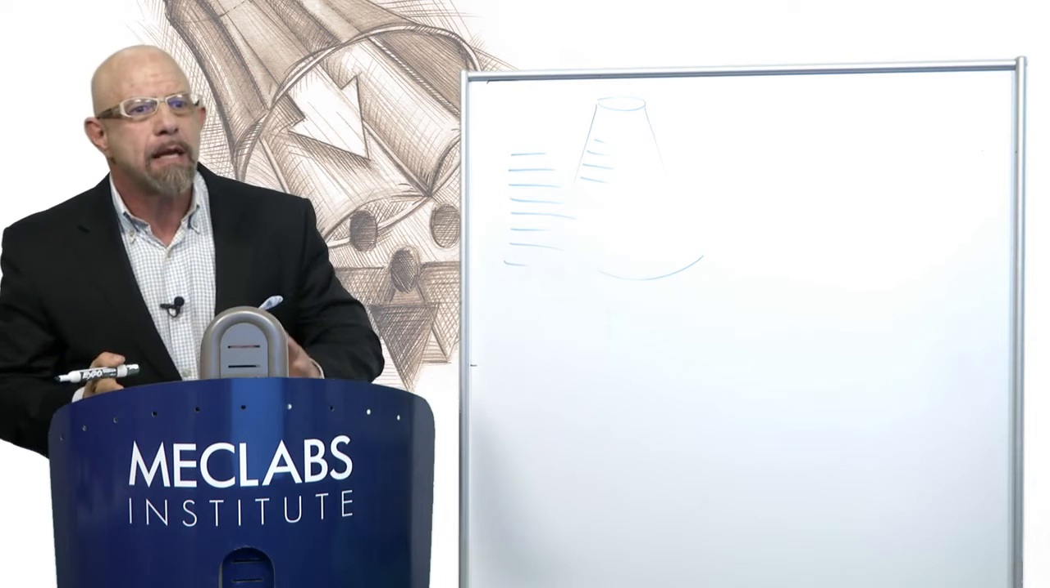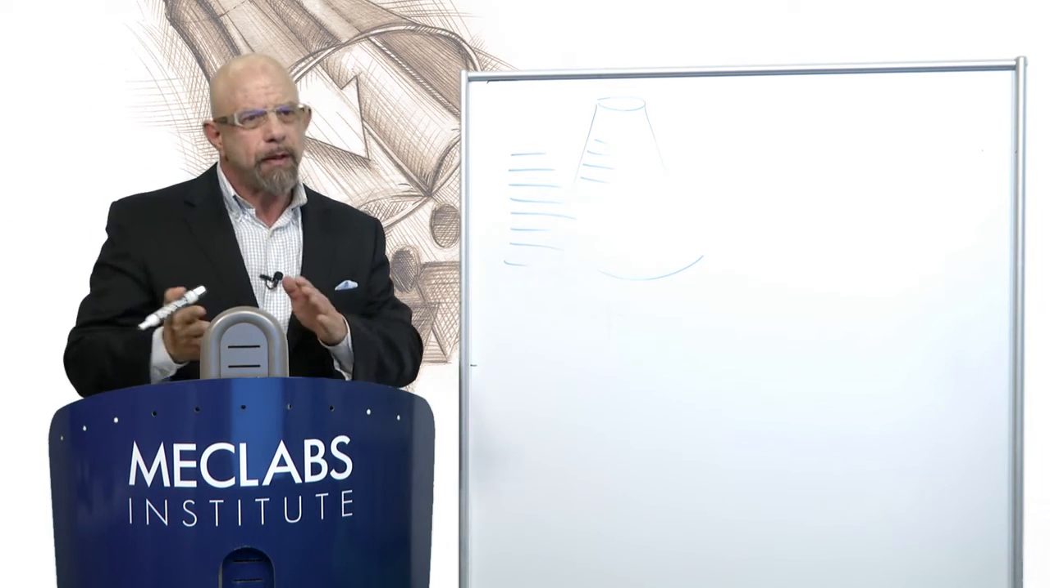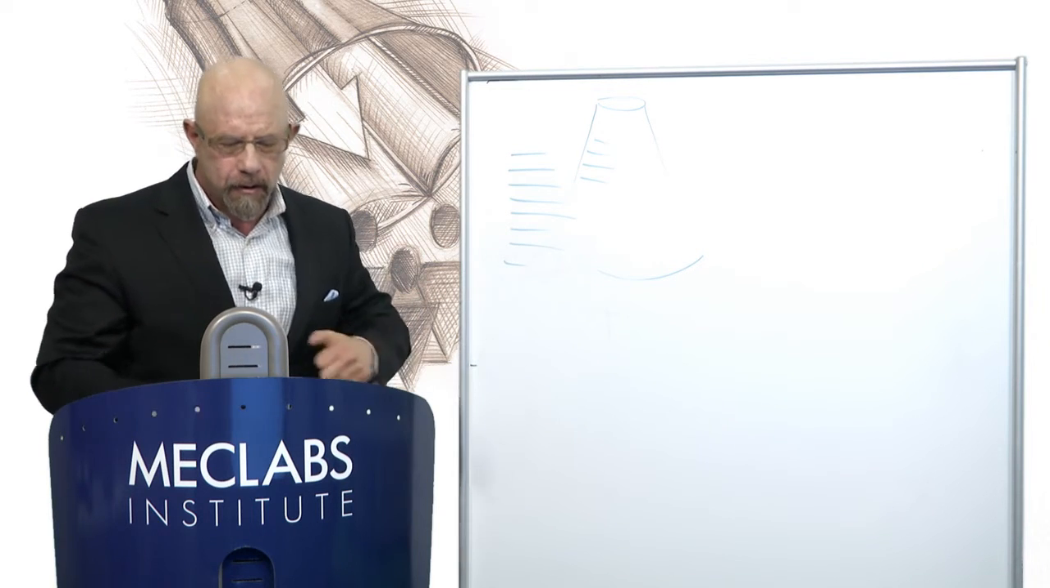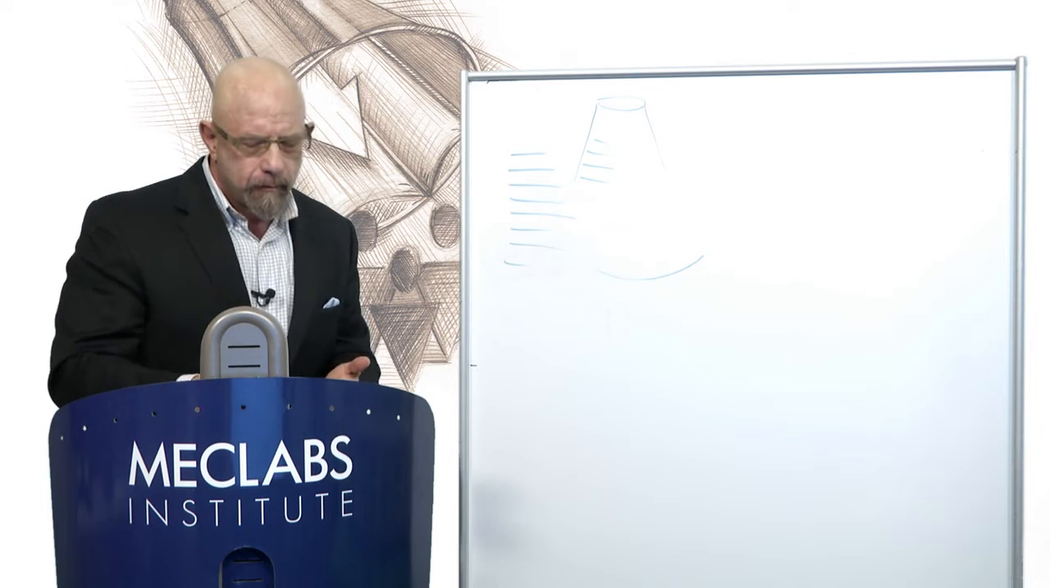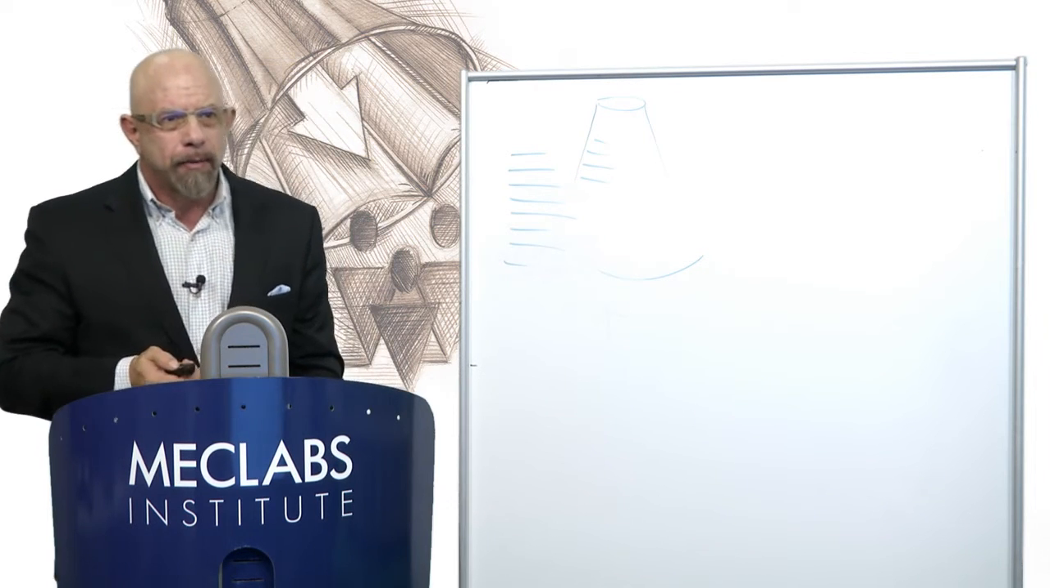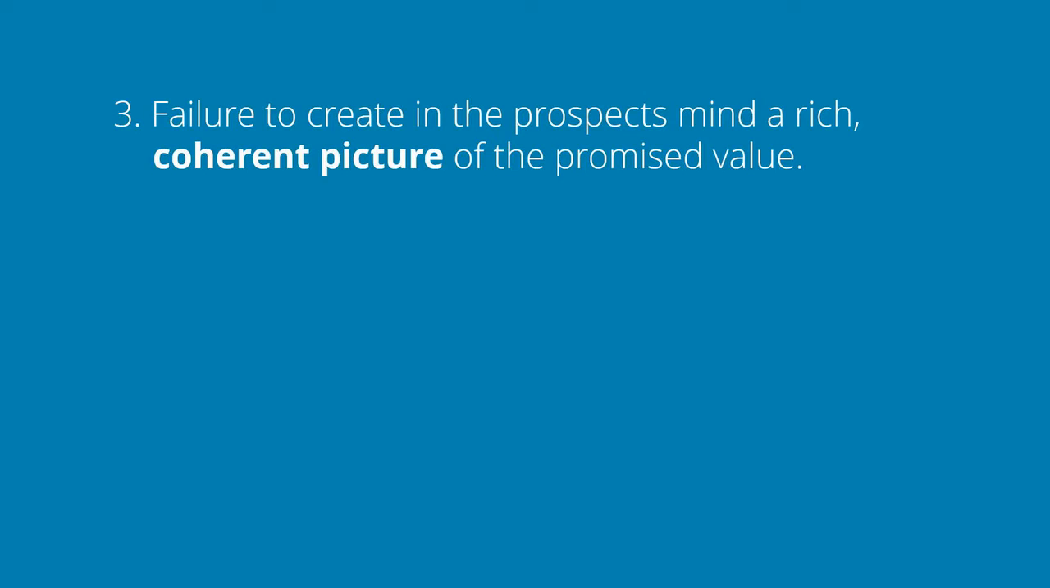Now here's what we're understanding. A lot of the people coming in, we're still trying to figure out what to do about their symptoms. That tells me they're earlier in the thought sequence, which gives me a more effective way to communicate when they get to the page. So let's keep going. And I will move you to the third and most critical point: failure to create in the prospect's mind a rich, coherent picture of the promised value.